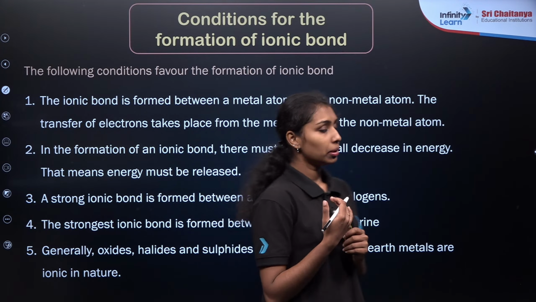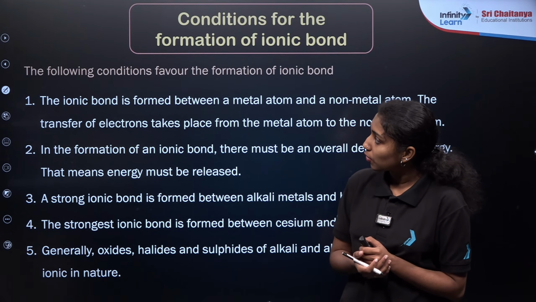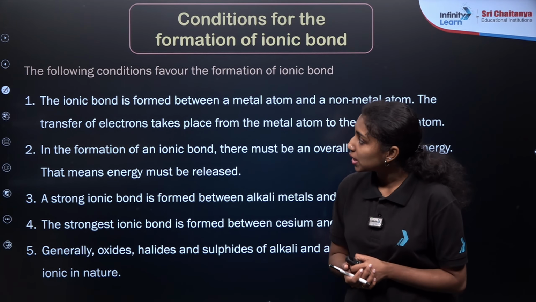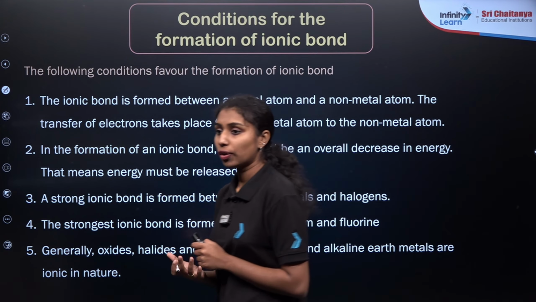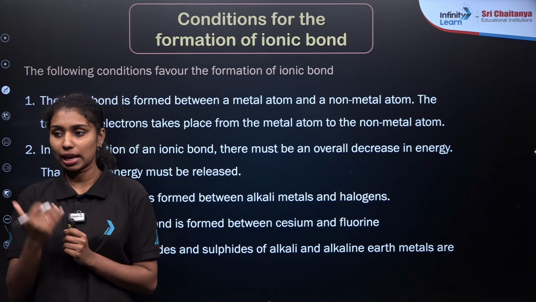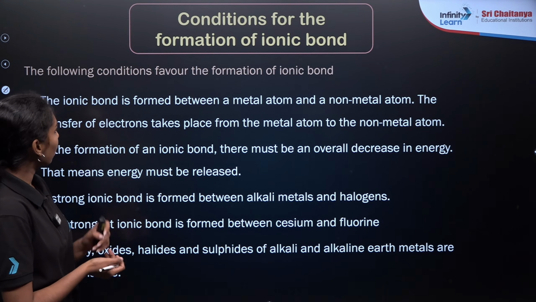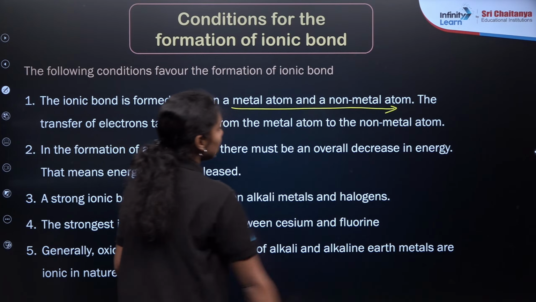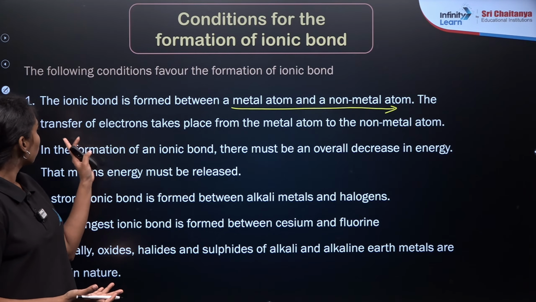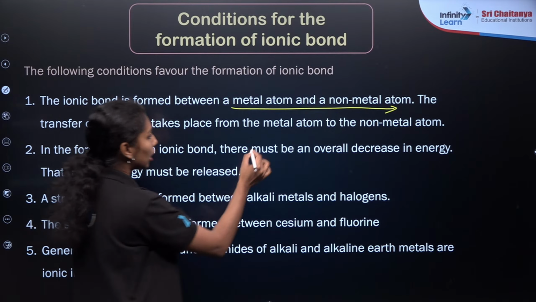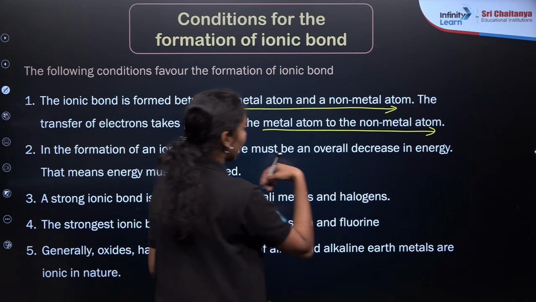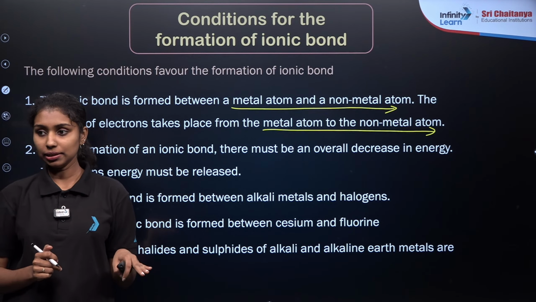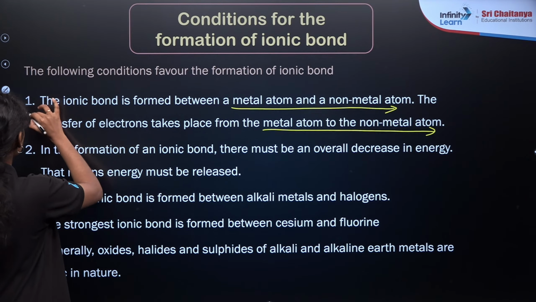Now let us see the characteristic properties, that is, the favorable conditions for the formation of an ionic bond, right? We have already seen the case of covalent bonds. Now we need to talk about the ionic bond. As we already know, it should be formed between a metal and a non-metal. So transfer of electrons takes place from the metal atom to the non-metal atom. For example, in sodium chloride, an electron will be transferred from sodium to chlorine. Clear? So this is the first condition.